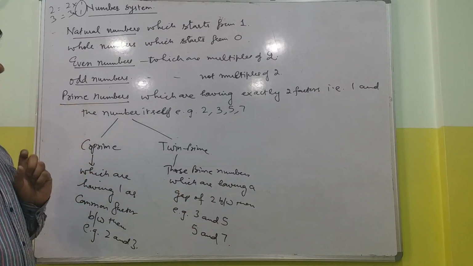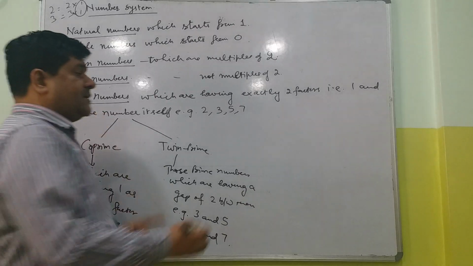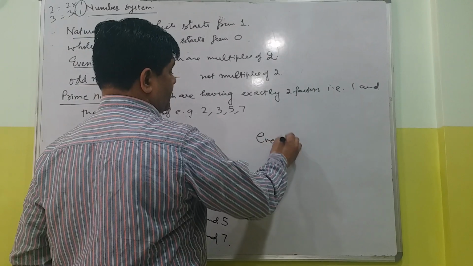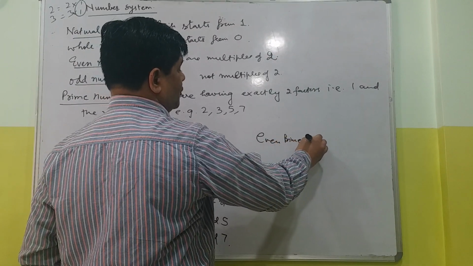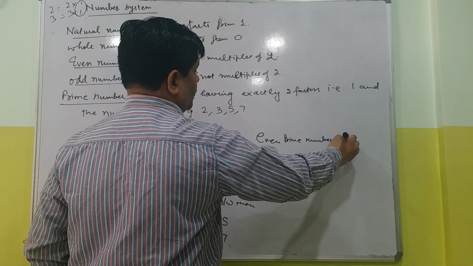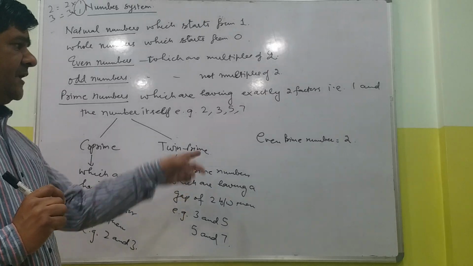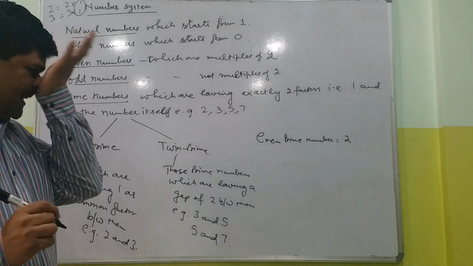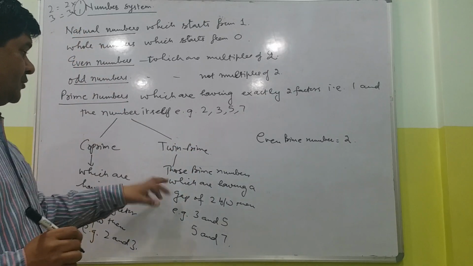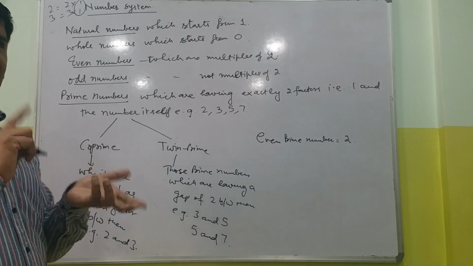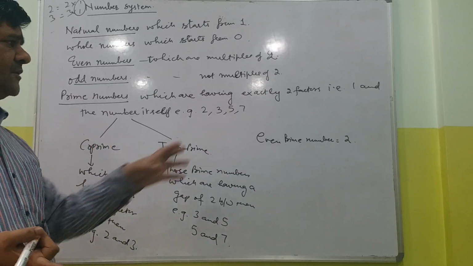So prime number में जो even prime number होता है that is only one. Even prime number that is 2. Smallest prime number भी 2 होता है. Even prime number 2 होता है. Then these are twin primes जिनमें 2 का गैप होता है. Co-prime जिन हर prime number में 1 ही common factor होता है.